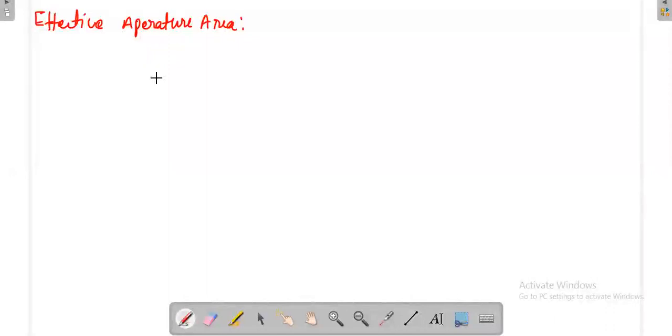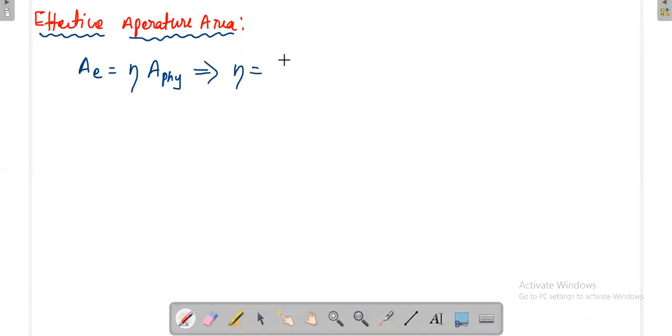Almost only around 90-95% of the portion only will be receiving the power. Okay, so that portion is called the effective aperture area. Okay, so the effective aperture area is equal to eta into a physical area. That means eta means efficiency, aperture efficiency. So you can calculate aperture efficiency like this: AE divided by A physical. How much physical area you are having, then how much portion of the physical area is actually receiving the power.